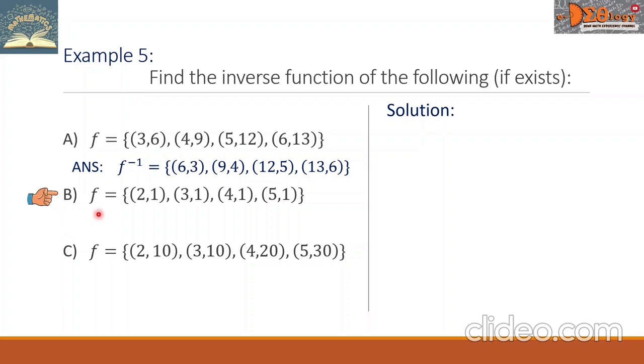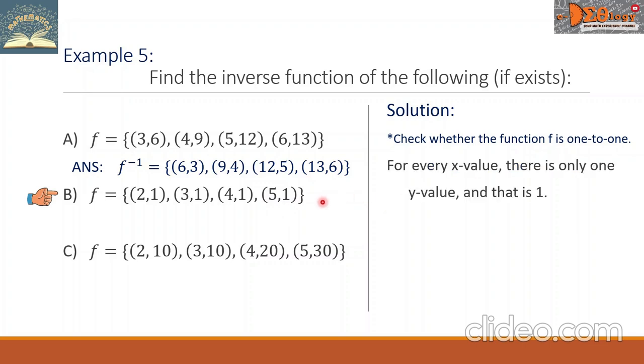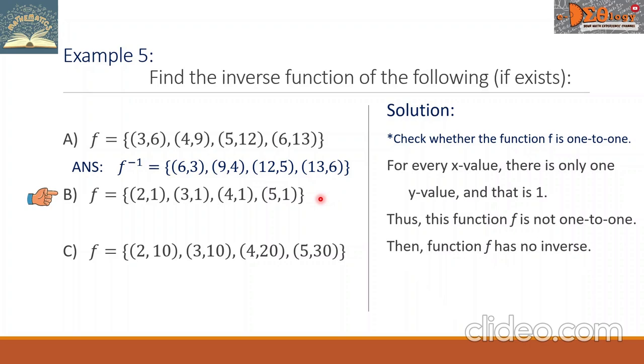We go to problem B. The function f equals, elements are (2, 1), (3, 1), (4, 1), (5, 1). Note that this is a function because the x values are 2, 3, 4, and 5. Now, we are going to check whether this function f is one-to-one. Observe that for every x value, there is only one y value, and that is the value 1. See, (2, 1), (3, 1), (4, 1), (5, 1). For that reason, this function f is not one-to-one. And in that case, this function f has no inverse. So for problem B, we write no inverse.